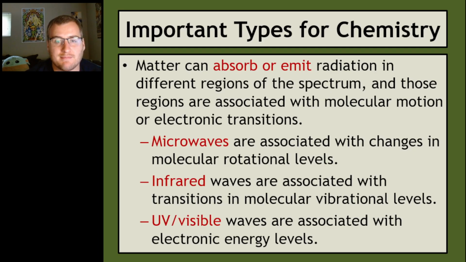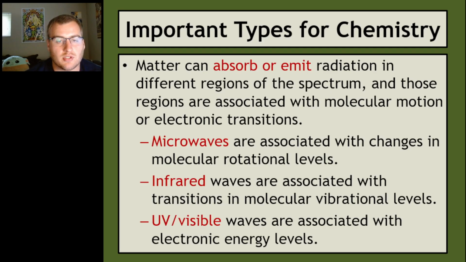The microwave hits matter. It's associated with changes in molecular rotation levels, meaning how the molecules rotate around. If infrared rays hit something, it's associated with molecular vibrational energy. So hitting something with an infrared ray makes it vibrate. And lastly, ultraviolet or visible waves are associated with electronic energy levels, meaning which orbital my electron is in. We're going to talk about some of these a little bit more as we go through the year, but really not much. The last one's the only other one we're going to talk about today.